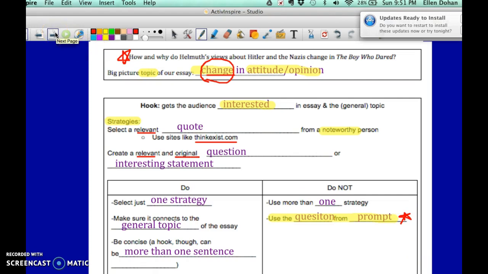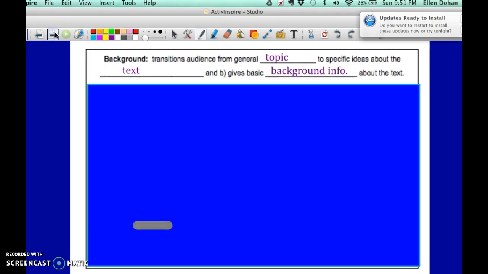After we have our hook, our goal is to use background. And background, and fill this in on your notes, are the sentences that transition the audience from the general topic to the specific ideas about the text, and it gives background about the text. So there actually should be a little A here, because background basically does two things. It helps bridge our intro, and it gives more specifics.